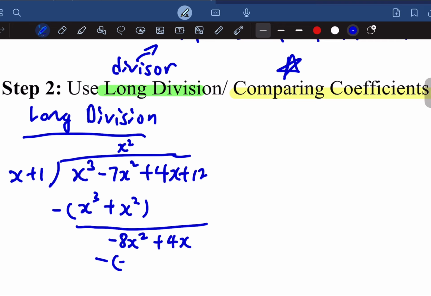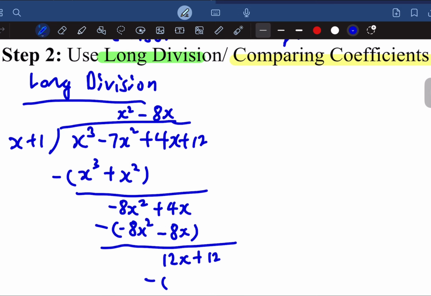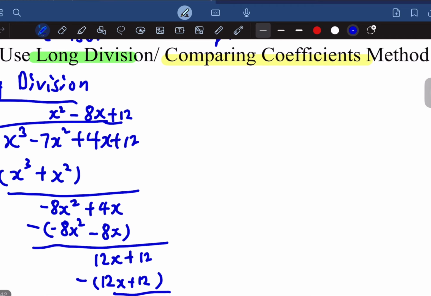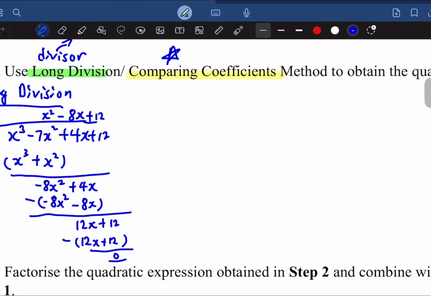Negative 8x times x, I have negative 8x squared. So negative 8x squared minus 8x. With this, I have 4x minus negative 8x, so plus, which becomes 12x plus 12. So here minus, I'll have plus 12 here. So here I have 12x plus 12, so I get 0. So using long division, we obtain the quadratic factor. So this is the quadratic factor.